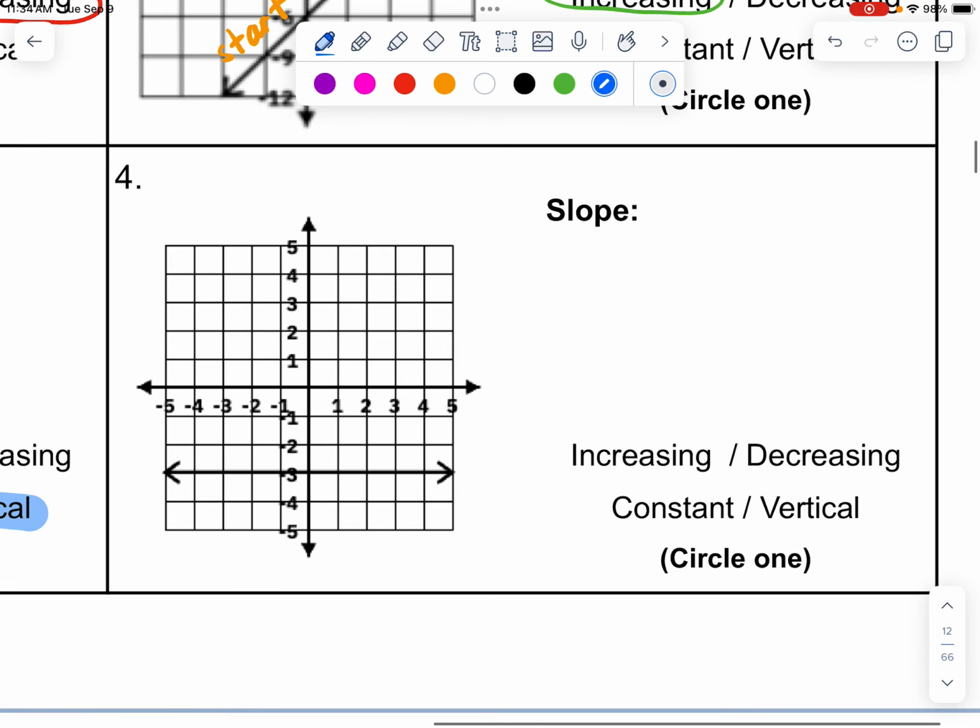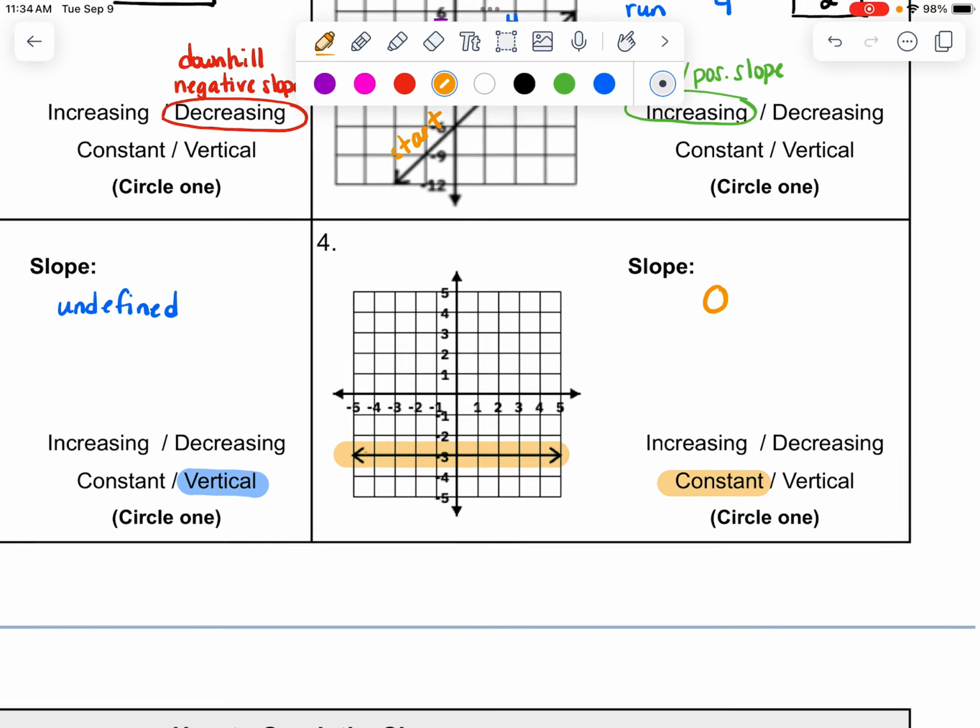For problem number 4, I can see again, this graph looks a little bit different than the other ones. This is a horizontal line. That means it's a constant graph. It's never going uphill, it's never going downhill, it always stays the same. When you have a constant graph, the slope is just 0. You don't have to count any boxes, you don't have to calculate anything, it's just 0.